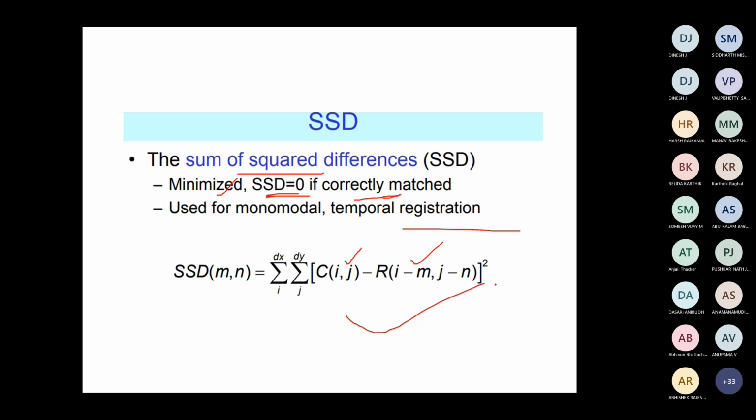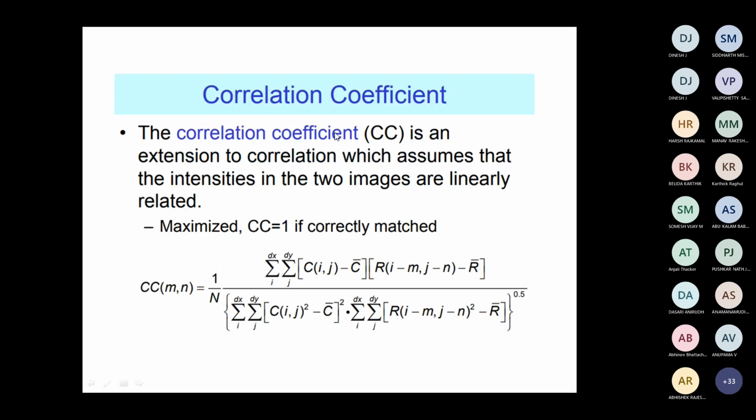We have to take the squares of the differences. The name itself suggests a sum of square differences. Take the difference, square it, and then sum them up. And SSD will be 0 if it is correctly matched.